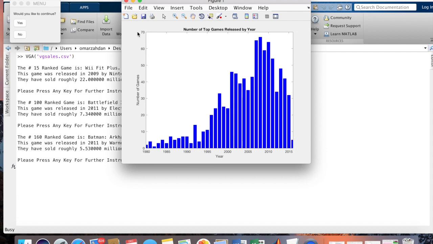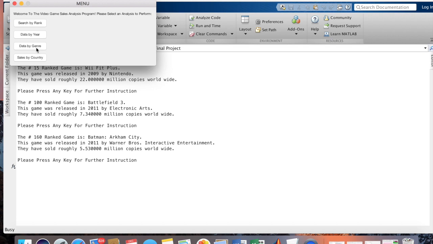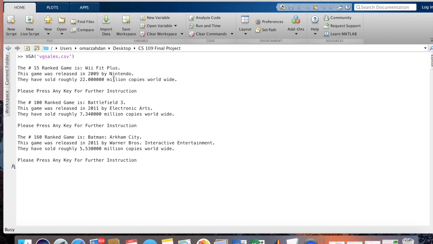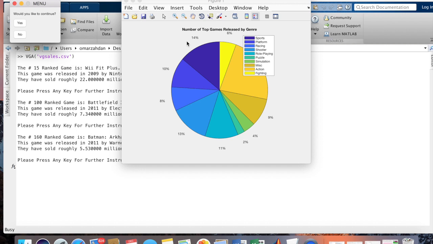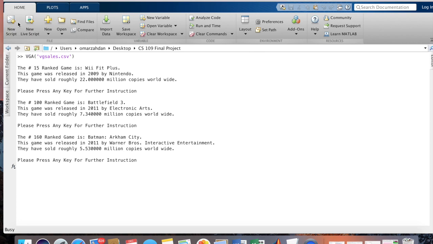Okay, so after we're done with this, we just exit out and we would continue. Yes, so we would search data by genre, and once we open that, it gives us a pie chart of the number of top games released by genre. Here you can see that 14% of top games were sports, 6% were fighting, for example, 23% were action, and so on. Once we're done reviewing this, we can just exit, and we'd like to continue, yes.